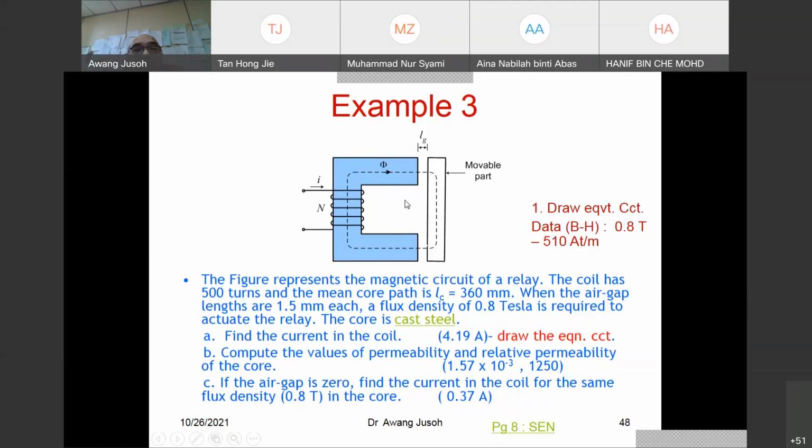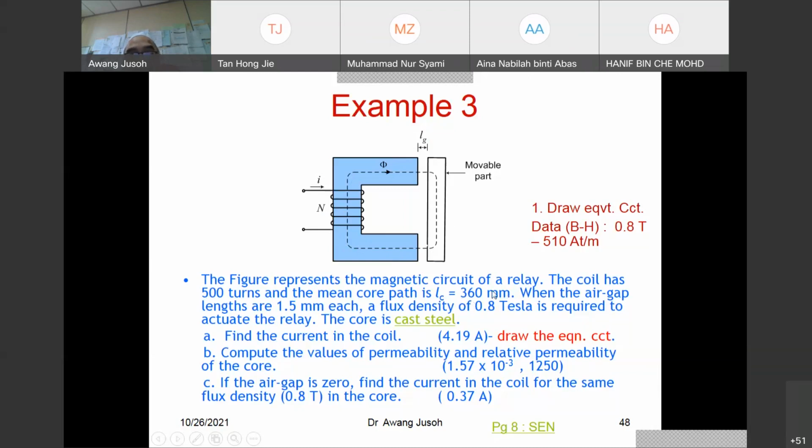Based on this circuit, we know that we have this core, and we have two air gaps there, air gap 1 and air gap 2, each with length Lg. We apply current, and this is the number of turns. What is the question there? They told us that N equals 500 turns, and the mean core length LC, all this together, the total core length for the core, equals 360 mm.